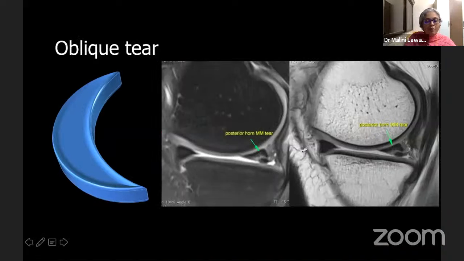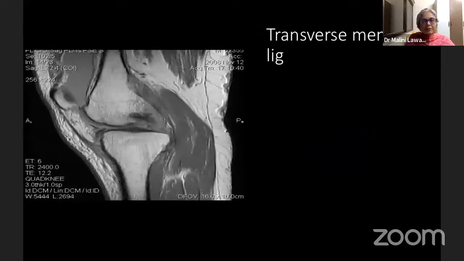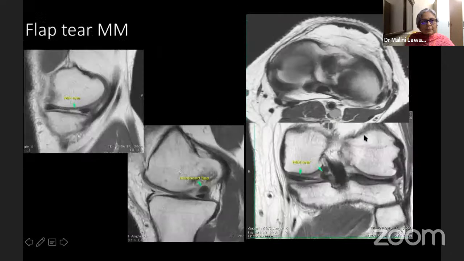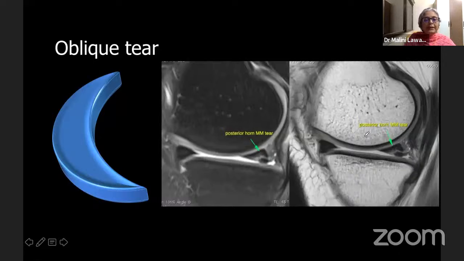Oblique tear. So an oblique tear has multiple names. It can be called a parrot beak tear or a flap tear. It begins as a radial tear and then becomes longitudinal. And this leads to this portion here, a flap, which initially may not be displaced, but later gets displaced as a flap into a different location. So the term that we usually use is an oblique tear. Flap tear and parrot beak tear are the other words for it.